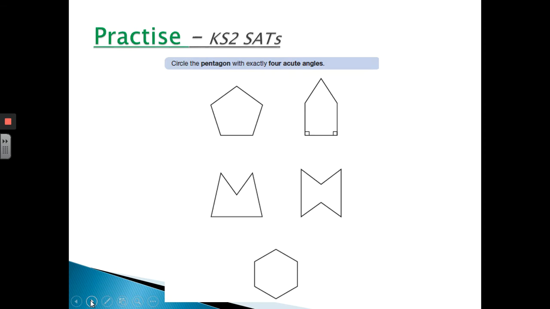So those are the main whistle-stop tour of all the areas that they will need to cover in relation to those 2D shapes and transformations. So here was an example of a SATS question. Circle the pentagon with exactly 4 acute angles. So they're applying their knowledge of 2D shapes and their knowledge of angles here.